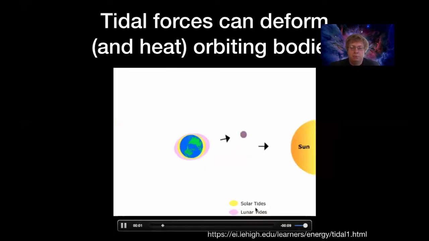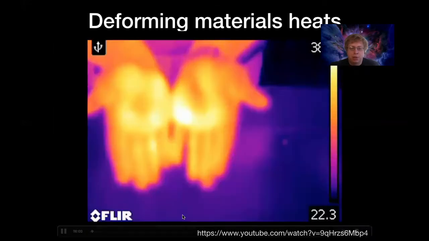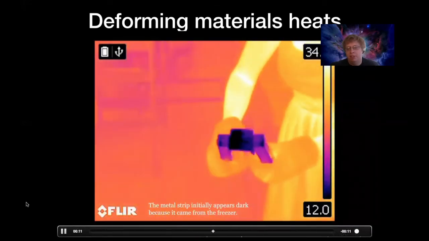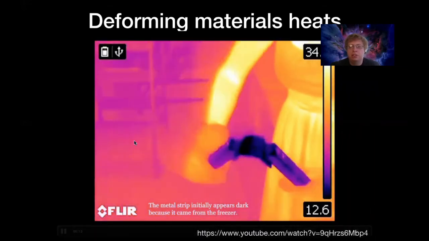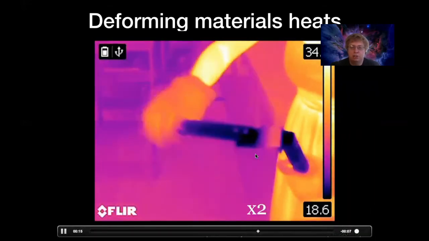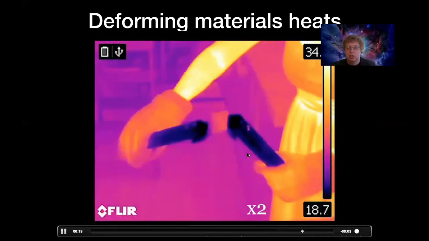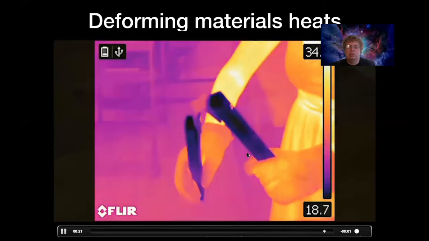As she bends it forward and backwards, you can see that the metal starts to become brighter. It starts to heat up. This is the deformation of that metal causing it to warm up. And you can see it in this infrared image here.